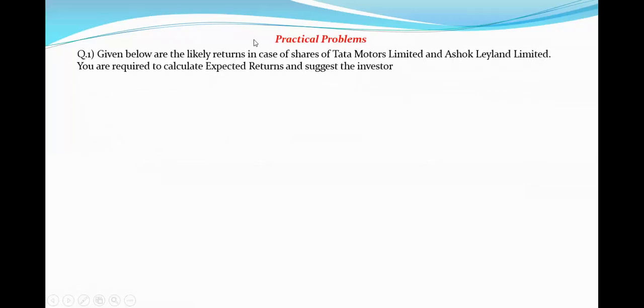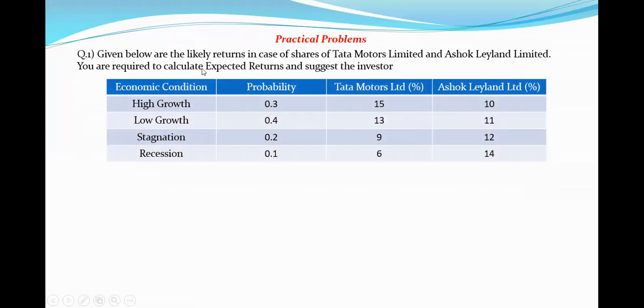Now this is the example of Tata Motors Limited and Ashok Leyland. You are required to calculate the expected return and suggest the investor. Wherever you are getting the higher expected return, you have to suggest to your investor that we are going to get more in Ashok Leyland or Tata Motors. We'll find out, just see.